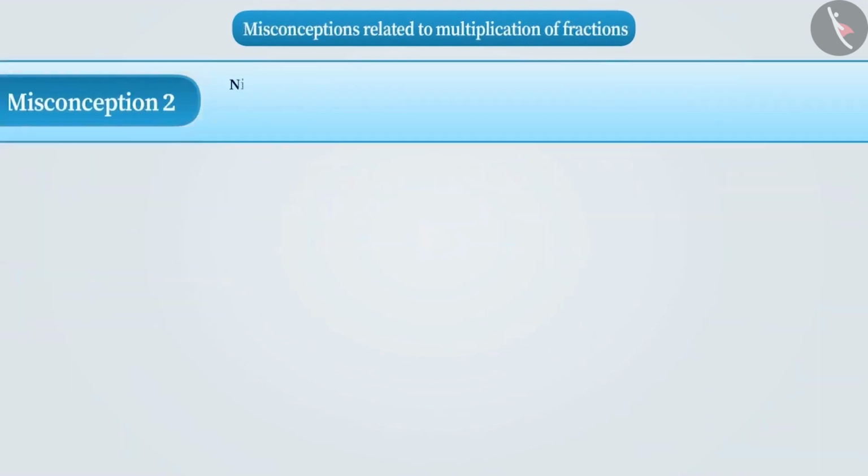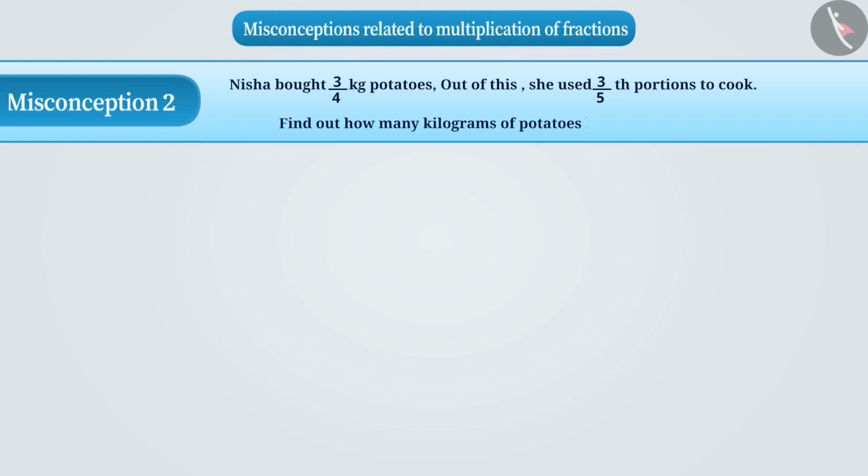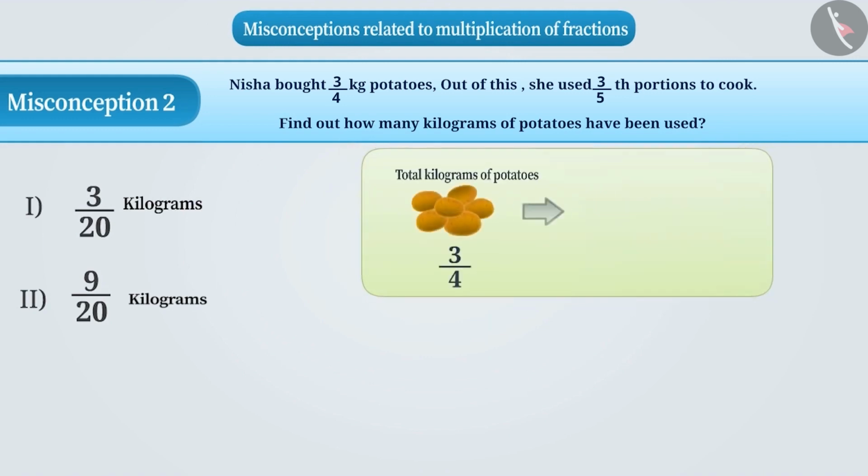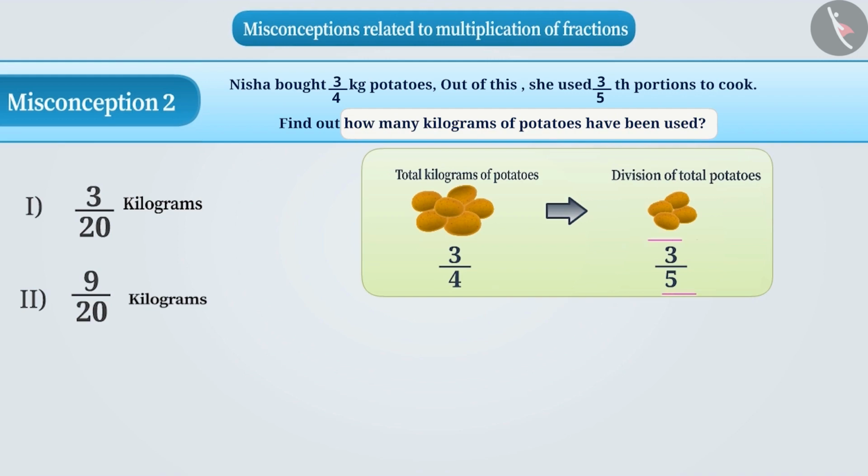Misconception 2. Nisha bought 3/4 kg potatoes. Out of this, she used 3/5 portion to cook vegetables. Find out how many kgs of potatoes have been used. Here, Nisha has used 3/5 of 3/4 kg of potatoes to cook. To find out how many kgs of potatoes have been used, we have to find out how much is 3/5 of 3/4 kg. For this, we have to find the product 3/5 into 3/4.